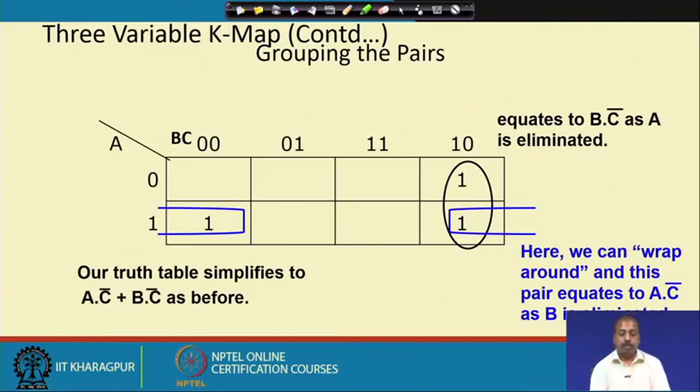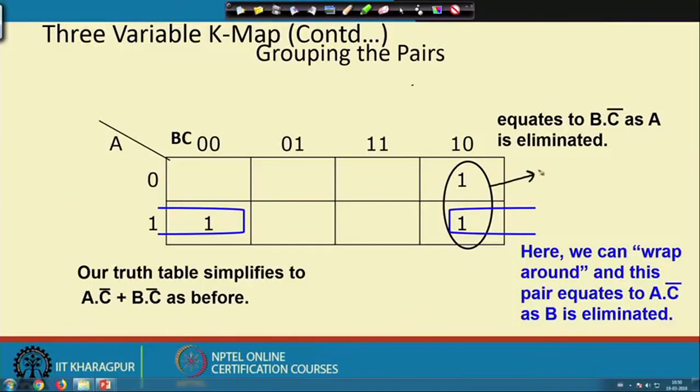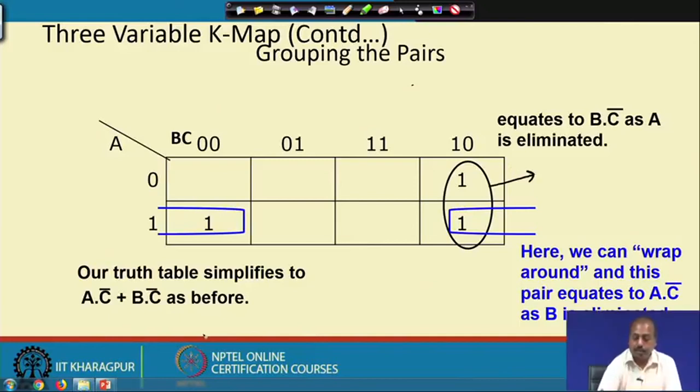Now, the grouping part. Take the first example that we have. For that, you can do a grouping like this, where I have got ones at two successive places in the vertical direction, and the term that gets eliminated is given by this. This is basically A bar B C bar plus A B C bar. This one is A B C bar and this one is A bar B C bar.